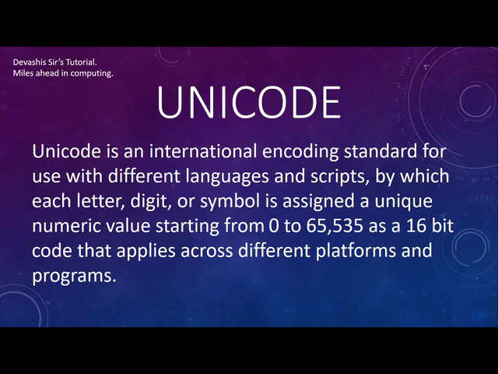And Unicode, here you can see, is an international encoding standard for use with different languages and scripts, by which each letter, digit or symbol is assigned a unique numeric value starting from 0 to 65,535 as a 16-bit code. Remember, ASCII code used 8-bit and here it is 16-bit. So that means it's 2 bytes that applies across different platforms and programs, making it truly universal.